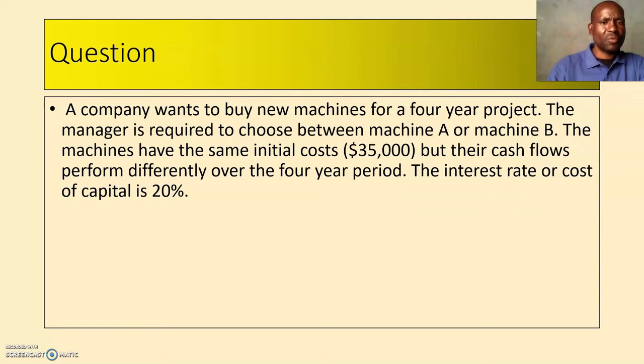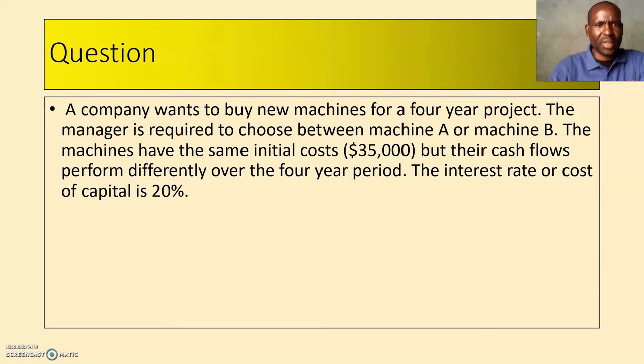So, for us to understand very well how we proceed with this method, or how we proceed with the calculation of the internal rate of return, and how we use it in project selection or in making a decision as regards what we're going to invest in, it's important that we look at a question, and this is the question that we're going to look at and work out the internal rate of return.